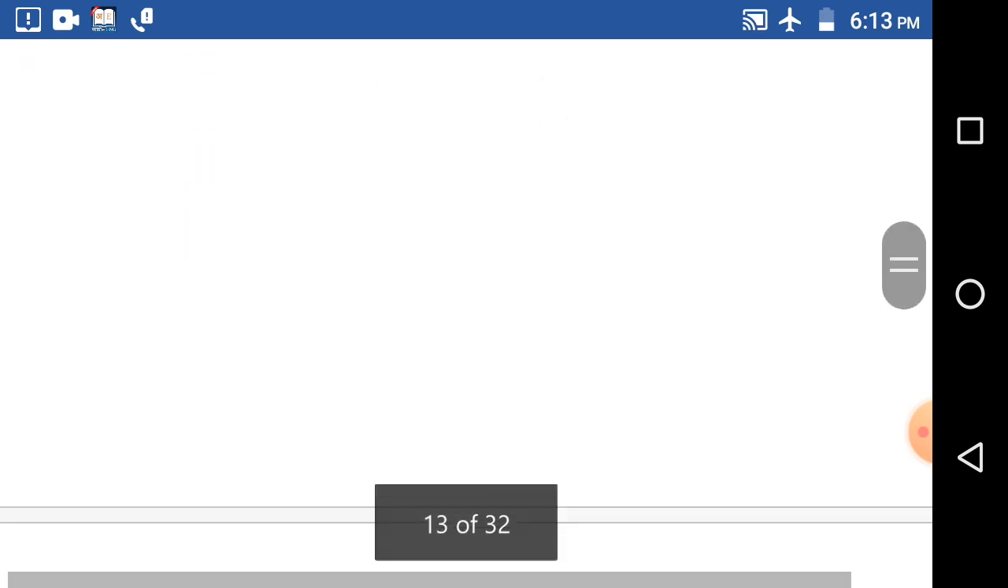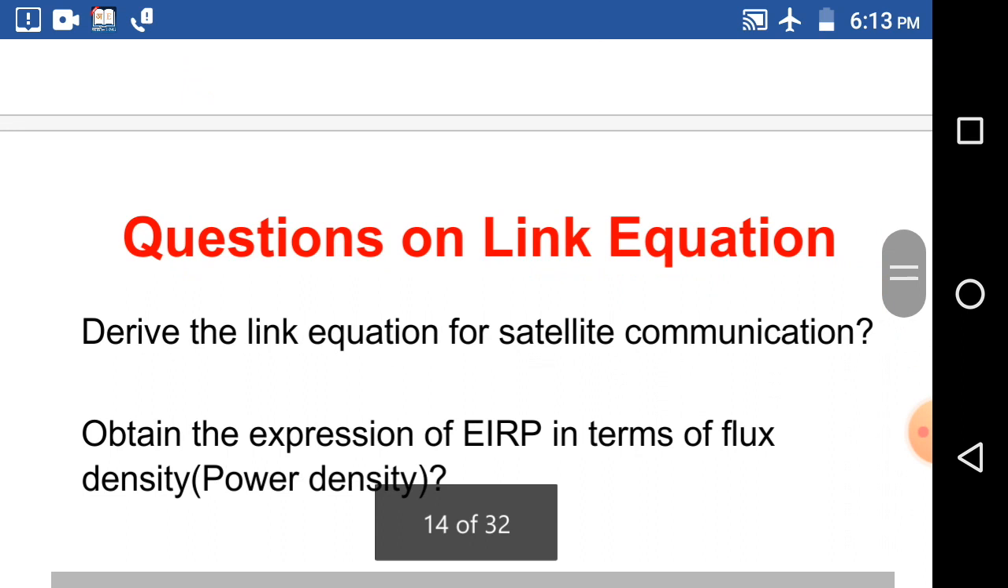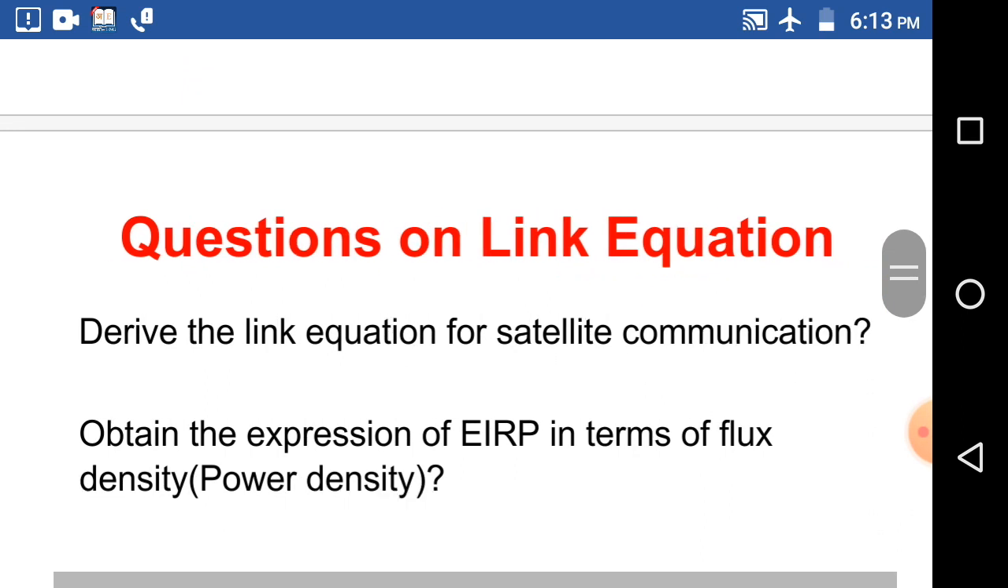So here any examiner can ask questions related to this theory. Derive the link equation for satellite communication. This is our first question. The second question: obtain the expression of EIRP in terms of flux density, also known as power density.